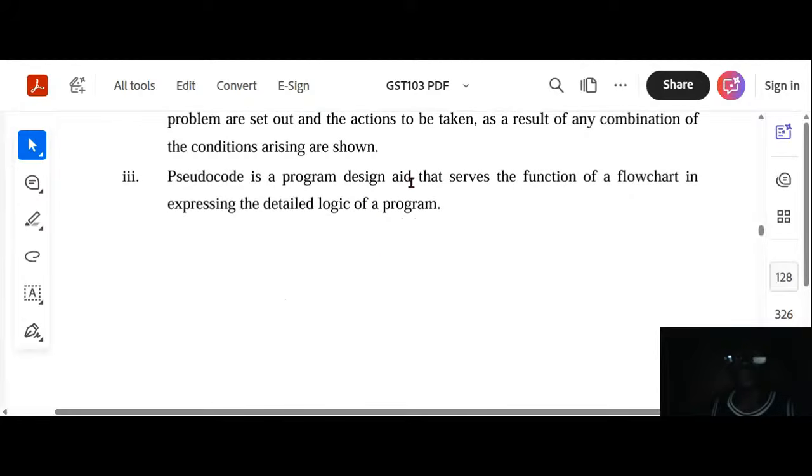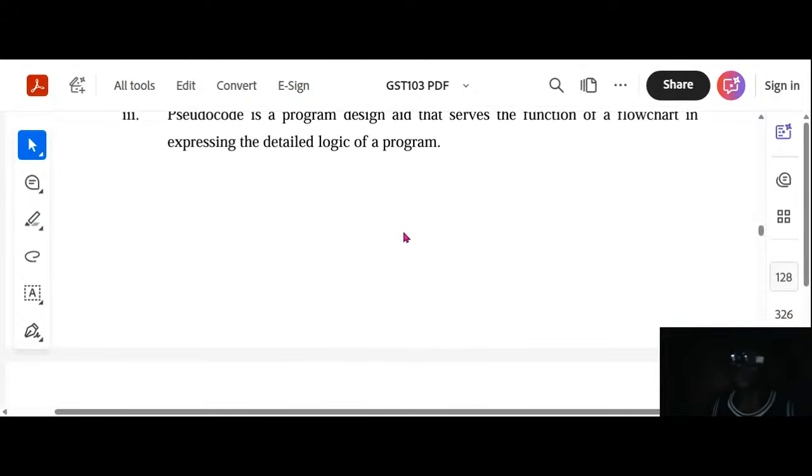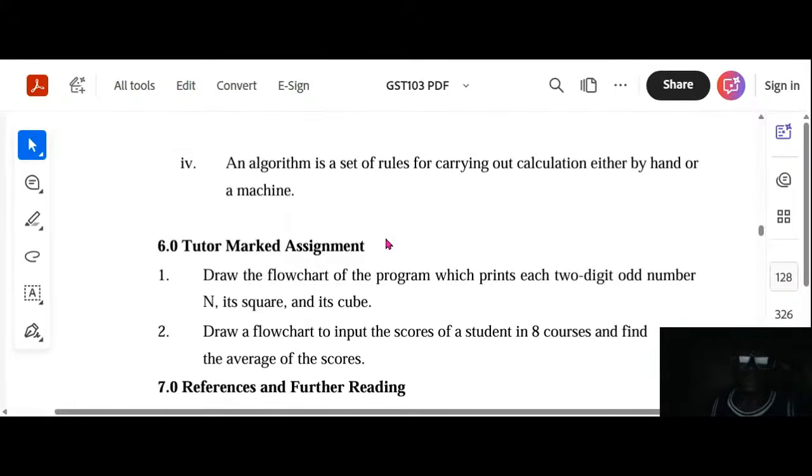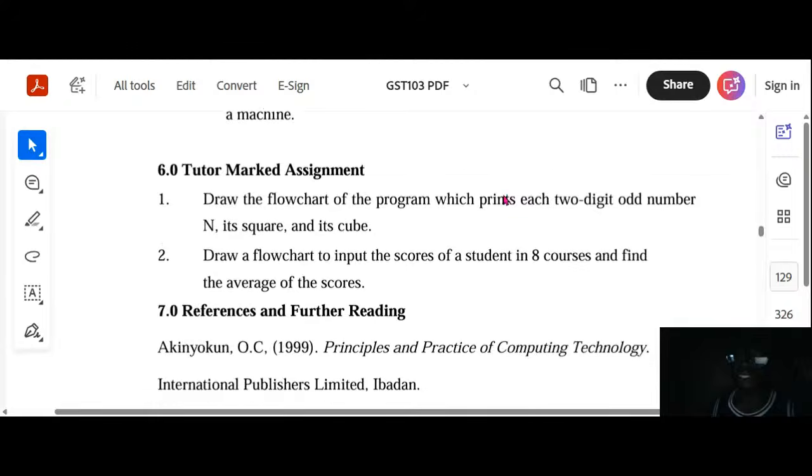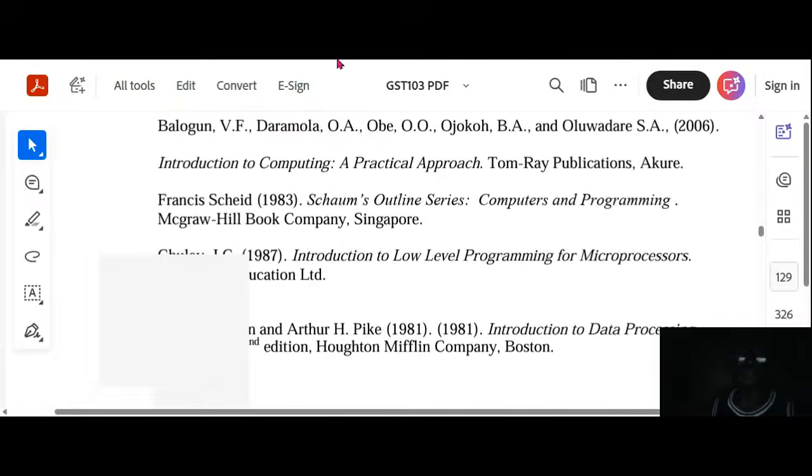Then the pseudocode is a program design aid that serves the function of a flowchart in expressing the detailed logic of a program. That is a pseudocode. The last one, an algorithm, is a set of rules for carrying out calculation either by hand or machine. Having done that, we are done with this unit. So I think we can go to question 3 now. We are good to go to question number 3 now.